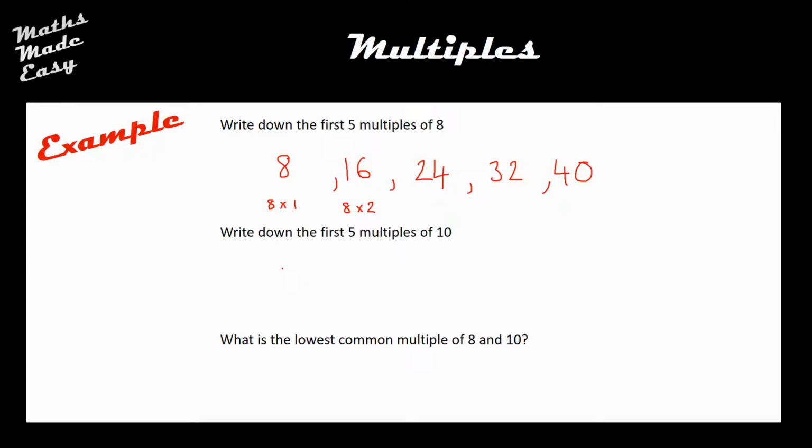The first 5 multiples of 10 are going to be 10, 20, 30, 40, and 50. And remember, there are more of them, but we're not going to have time to write them all out because we would be here for a pretty long time. What is the lowest common multiple of 8 and 10? So similar to when we did highest common factor, we're after numbers in both lists, but this time we're interested in the lowest one, and we can see that the lowest common multiple here is 40.